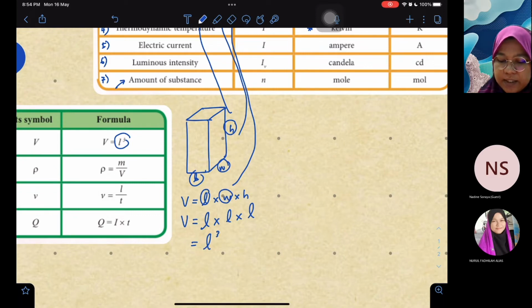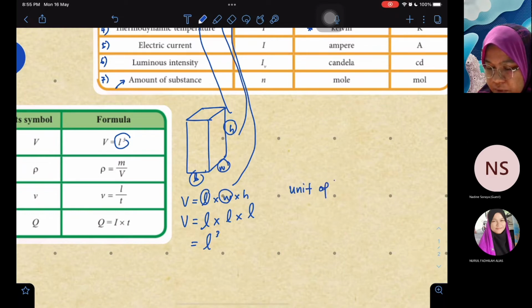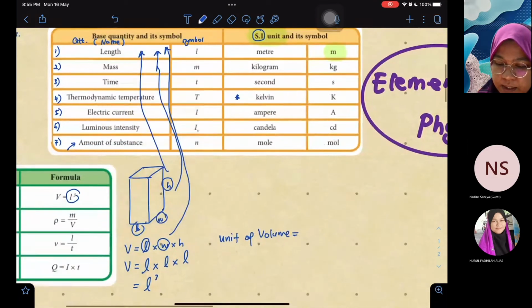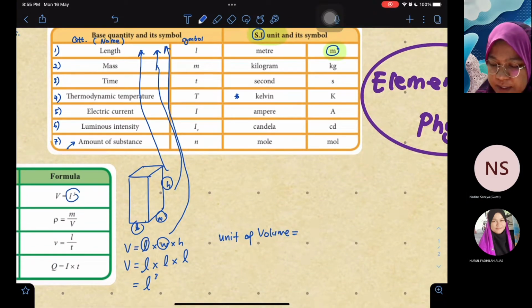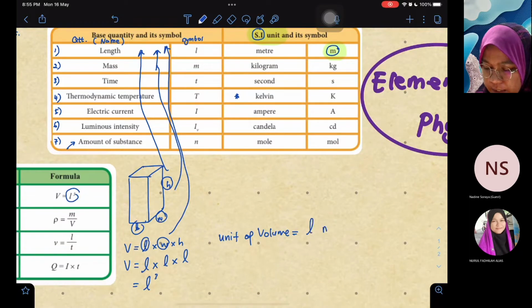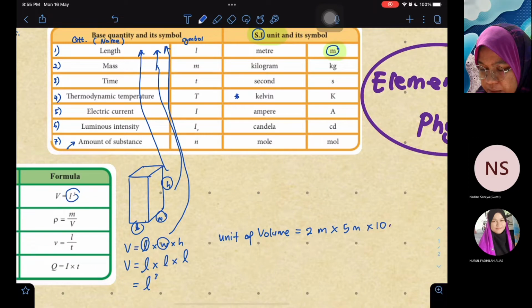Okay, and then kalau kita tengok macam mana pula unit dia, we look at the unit of volume. Okay, kita tengok balik jadual ni. So what is the unit for length? It's meter kan? Meter, M. So unit dia M for meter. Jadi kat sini length tu unit dia meter. So kalau kita ada for example 2 meter times 5 meters times 10 meters.